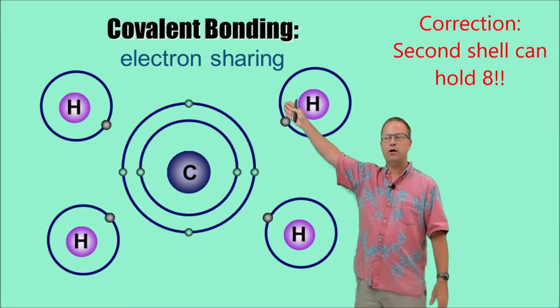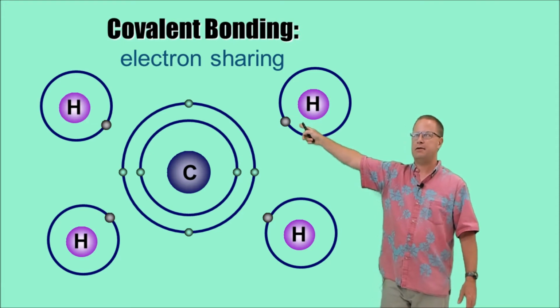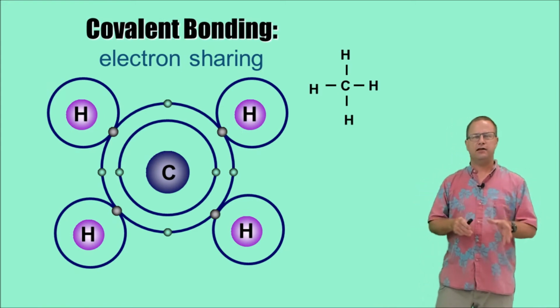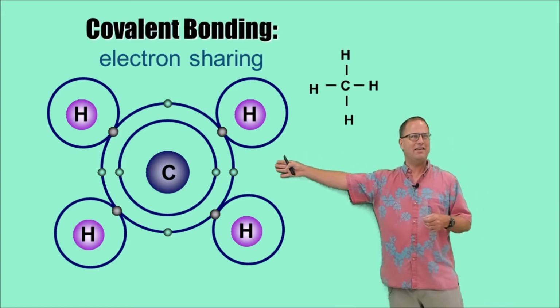And here we have 4 hydrogens. Each hydrogen has 1 electron and needs 1 more electron to be happy. So what's going to happen here? Bam, you got it. We just formed a covalent bond between the 4 hydrogens and the carbon in order to make this great gas known as methane.